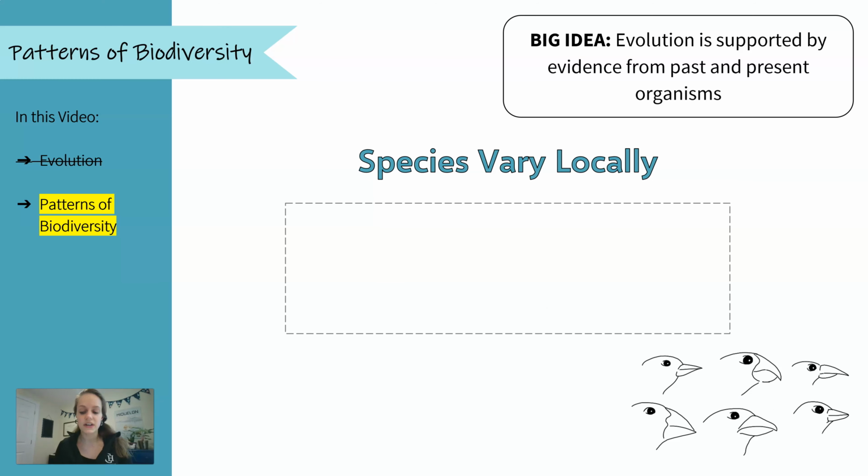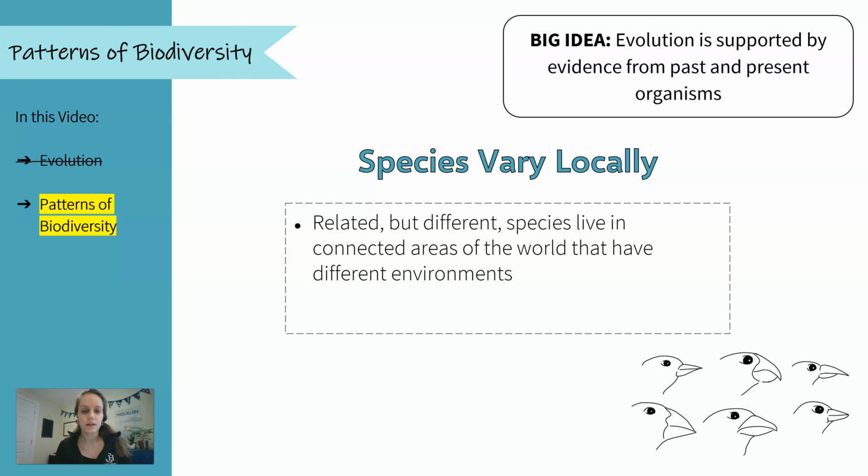Next, we have species that vary locally. So this is related but different species that live in connected areas of the world that have different environments. So we're thinking about a relatively small location, and then within that location, there are some different environments, right? Some areas with different biotic and abiotic factors. And so species started at one point, close in the evolutionary history, and then evolved to be different to fit those different environments.